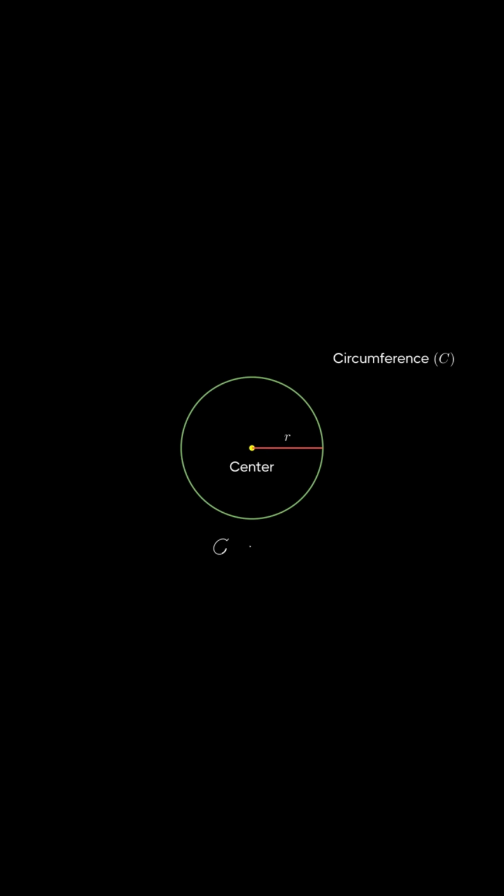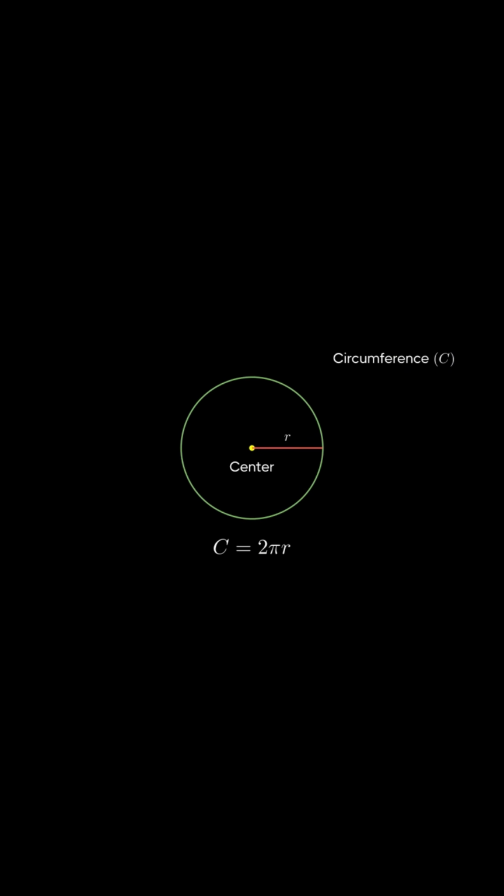This discovery gives us the formula for the circumference of any circle, c equals 2 pi r. Since the diameter equals 2r, we can also write this as c equals pi times d. This means that for our circle with radius 2, the circumference would be 2 pi times 2, which equals 4 pi units, or approximately 12.57 units.